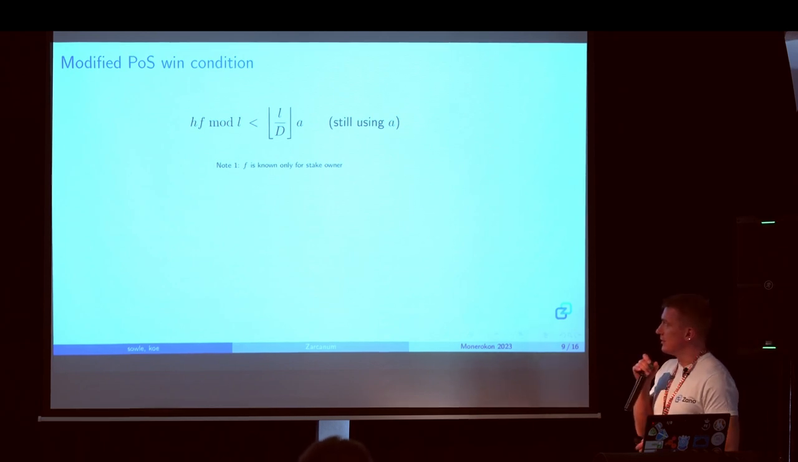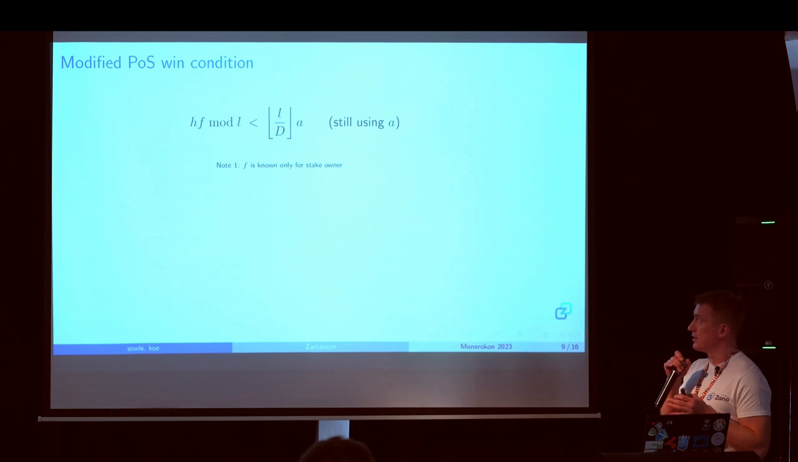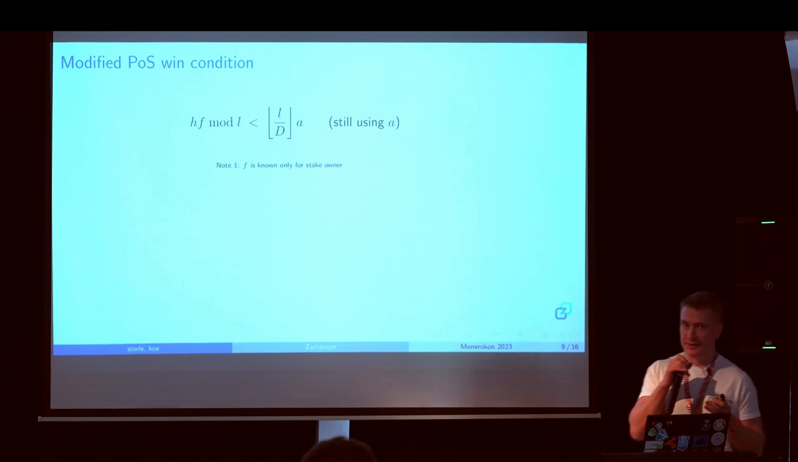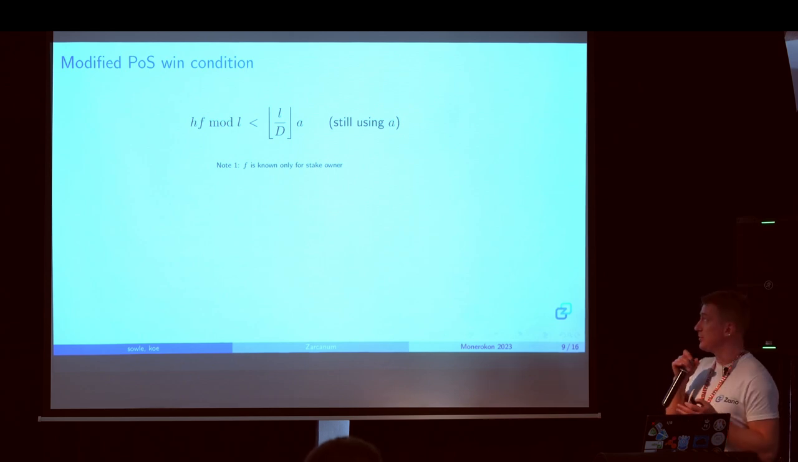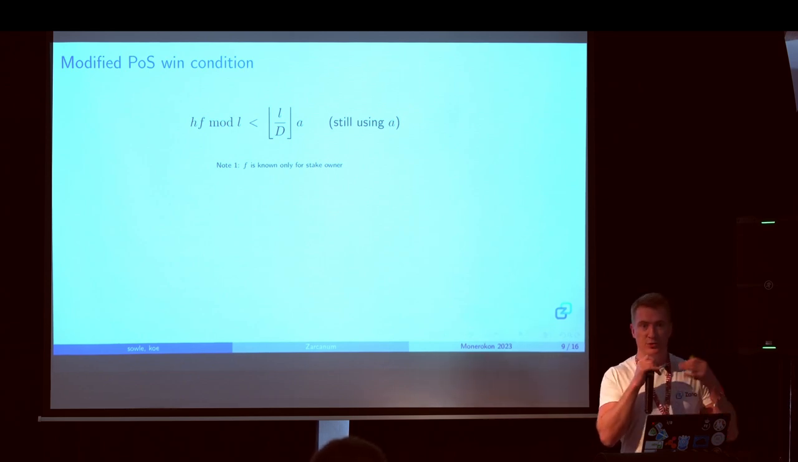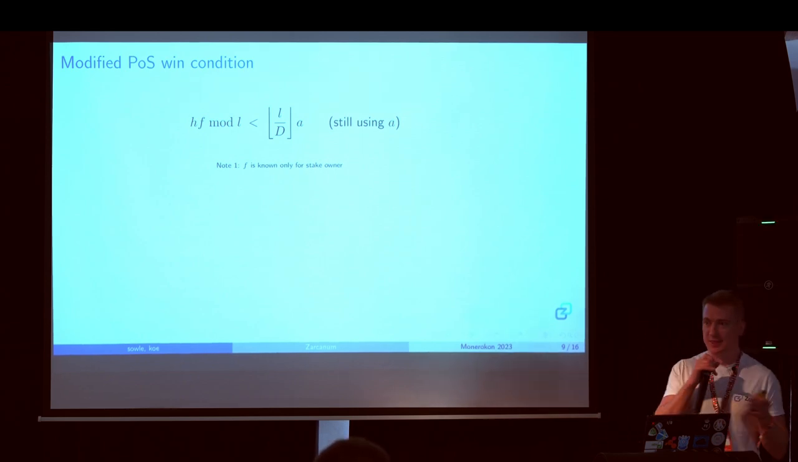Now, the whole idea of Zarcanum is the following: we convert this inequality into equality, and then use the homomorphic property of the Pedersen commitment and a range proof on top of that to prove in zero knowledge that this inequality is satisfied. So how do we do this?